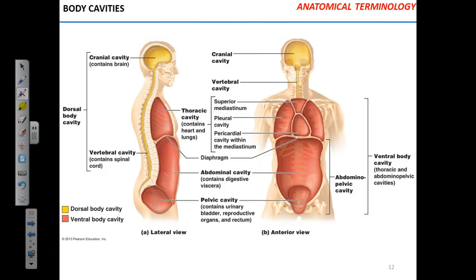Cavities. You must know body cavities, and you must know to which aspect they belong. We have two aspects, the ventral aspect and dorsal aspect. Red is the ventral aspect, or ventral cavity. Yellow is the dorsal aspect, or dorsal cavity. Dorsal aspect includes two. It includes cranial cavity and vertebral cavity. You have to know what each cavity contains. So cranial contains brain, vertebral cavity contains spinal cord. Does that make sense?